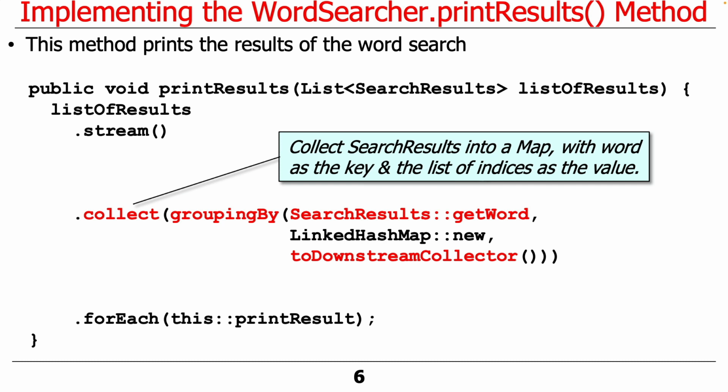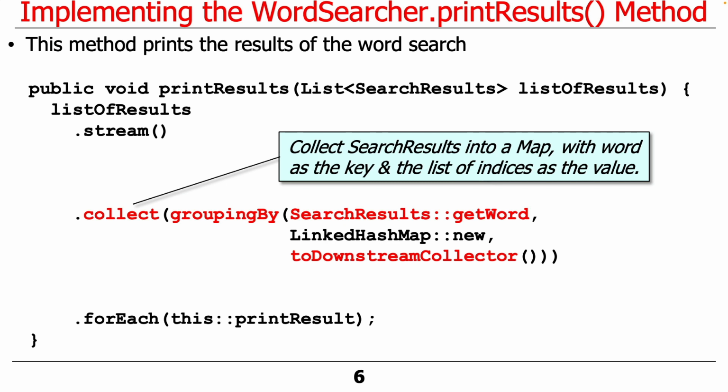And you can see we pass in several method references and the results of calling a function. So the SearchResults::getWord method is simply going to extract the word, like do, re, mi, and so on, from that SearchResults object. That becomes the key in the map. And the downstream collector we'll talk about later, maybe on Wednesday.